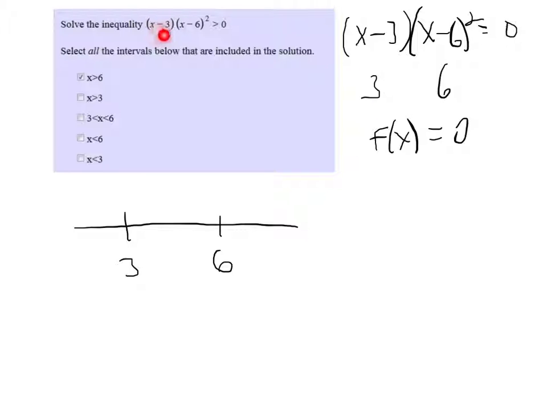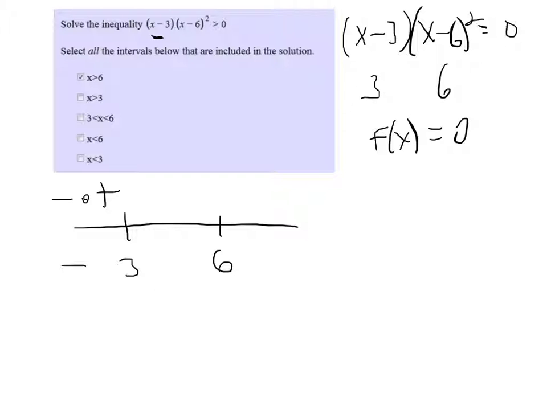Now, this one's going to be the critical thing. So if I substitute in a number to the left of, or less than, 3, like negative 10, or negative 1, or even 0, this is going to give me a negative number times a positive number, because we know that the squared term will always be positive. A negative times a positive is a negative. So that tells me this whole function is going to be less than 0 on that interval.